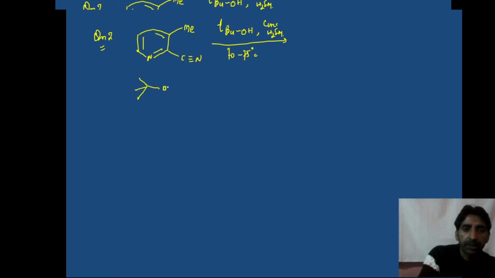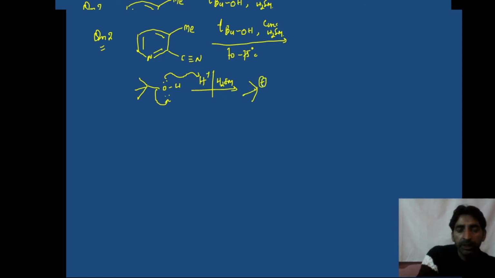Again the same mechanism will take place. This tertiary butanol will react with concentrated H2SO4, that is, it will react with H plus. This H plus is obtained from concentrated H2SO4. So what will happen? This lone pair of electrons will attack over here, and water will leave as a good leaving group. We will get a carbocation over here.